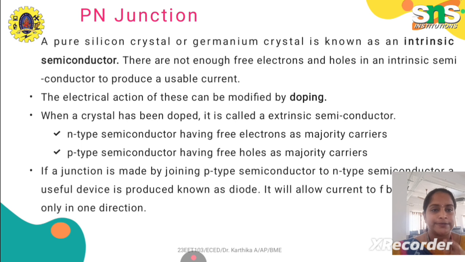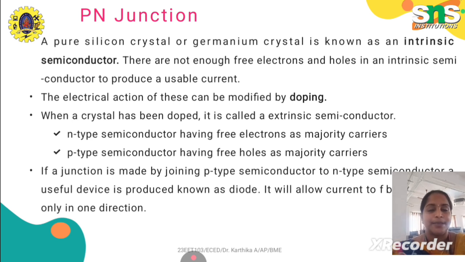Here we have two types. One is N-type semiconductor and another one is P-type semiconductor. N-type semiconductor has free electrons as majority carriers. We know that. P-type semiconductor has free holes as majority carriers. If a junction is made by joining both P-type and N-type semiconductor, it makes a useful device called a diode, and it allows the current to flow in only one direction.